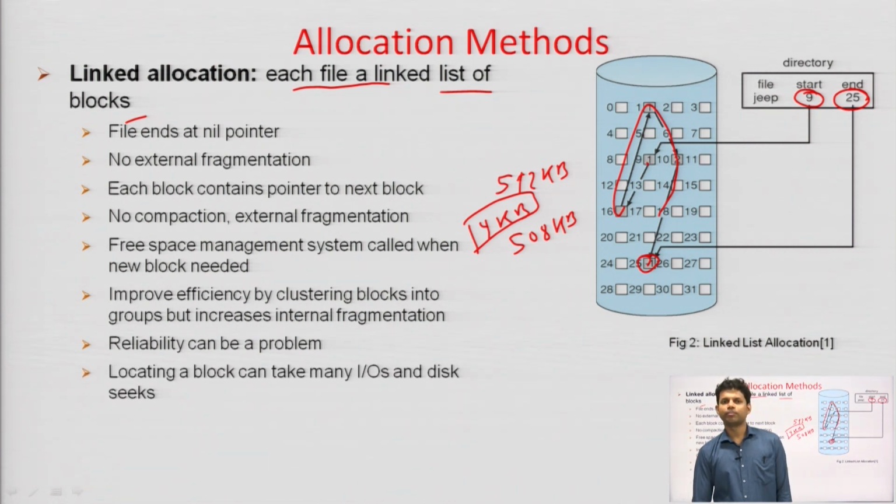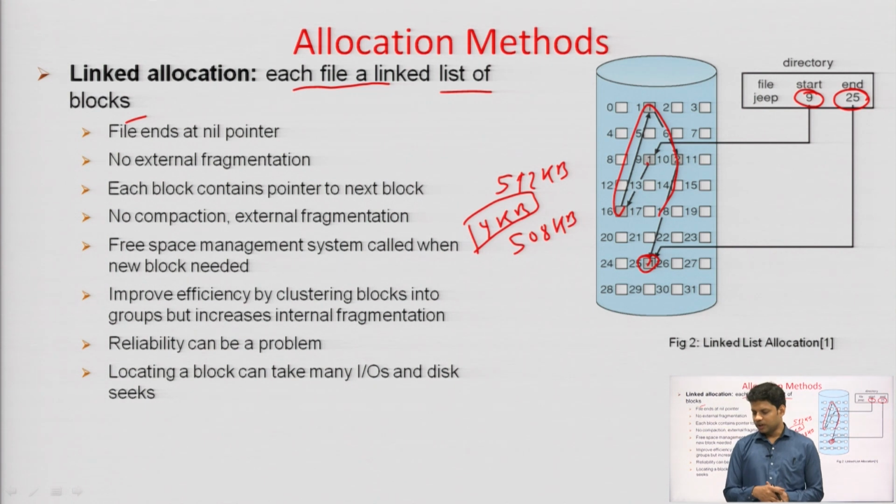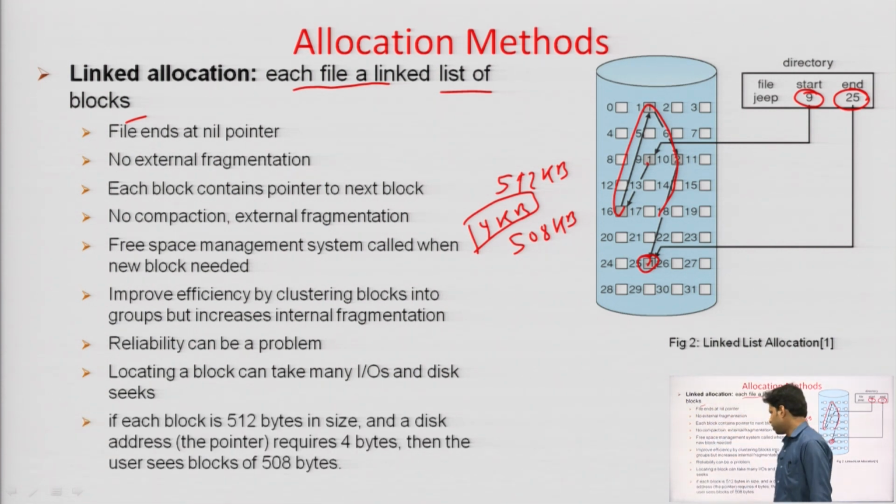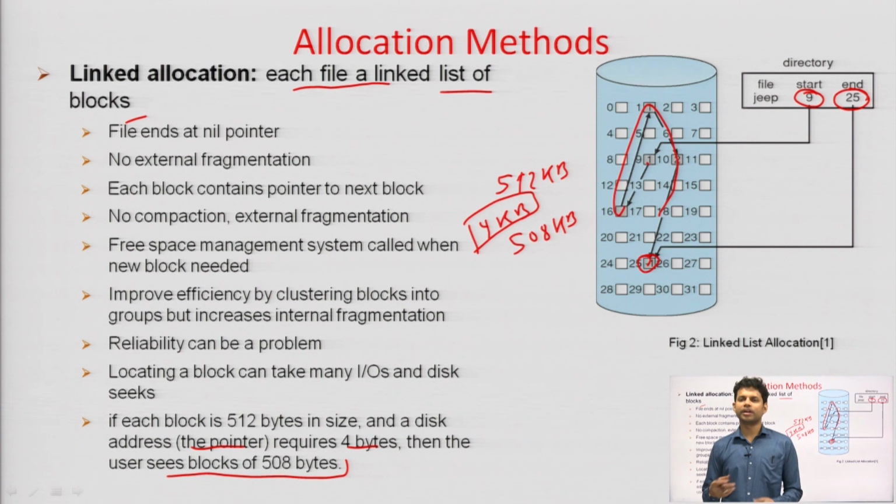Reliability can also be a problem, because if any node fails, the link will be broken. Locating a block can take many input output operations and disk seeks. Suppose you want to locate block 14, which is in between; to find it you have to start from the very beginning. As I explained, if each block is 512 bytes and a disk address or pointer requires 4 bytes, then the user sees a block of only 508 bytes, because the rest is used for the pointer to the next node.